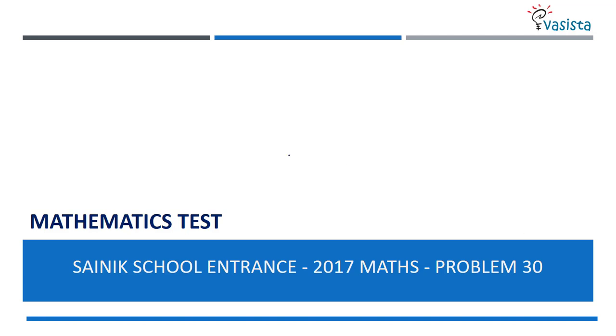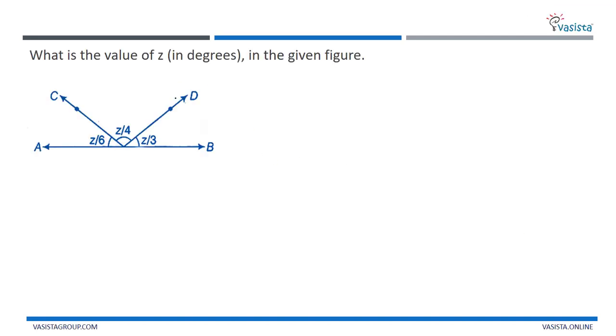Let me go with problem number 30. Find here what is the value of z in degrees in the given figure. So z by 6, z by 4 and z by 3 are given here. We are supposed to find the angle z, the value of z, right?